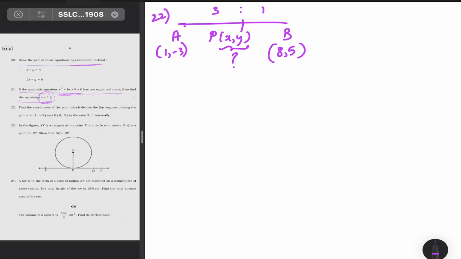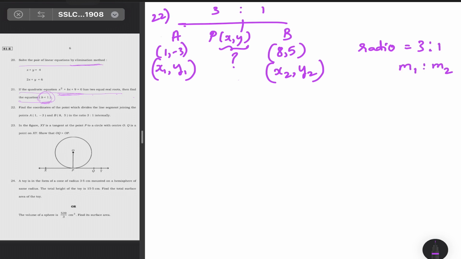So this is point A, (1, minus 3). We will consider it as (x1, y1). B is considered as (x2, y2). And the ratio they have given is 3:1, nothing but m1:m2. So what is the formula? We use the section formula.